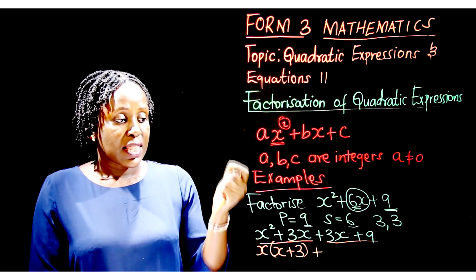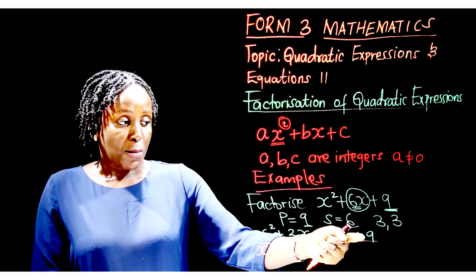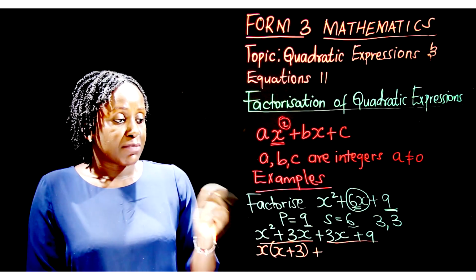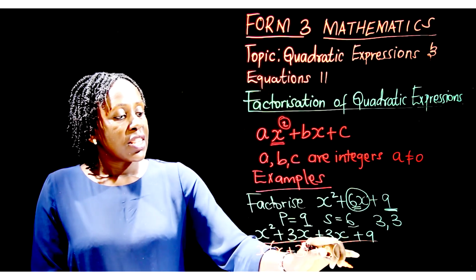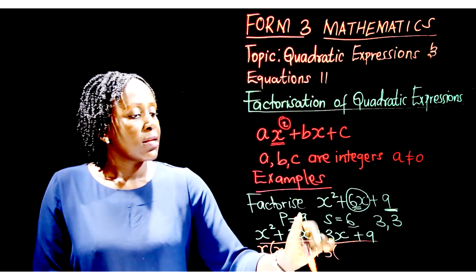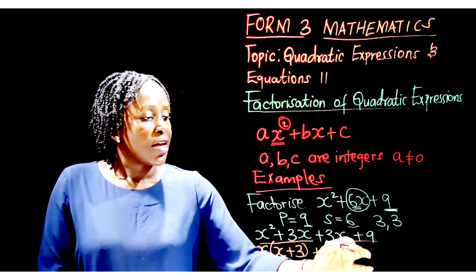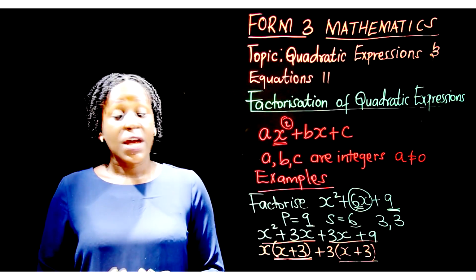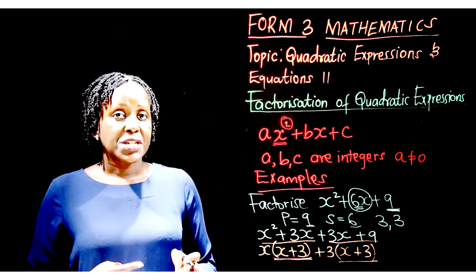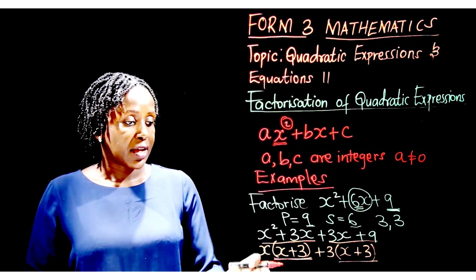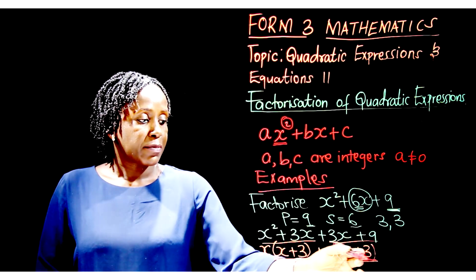But when you look at the numbers, we have 3 and 9. Now 3 is common because 9 is divisible by 3. So we factor out 3. 3x divided by 3 is x, plus 9 divided by 3 is 3. So now you have factored out the values that are common. And you notice that the ones inside the brackets are the same. So you have x plus 3, then x plus 3.